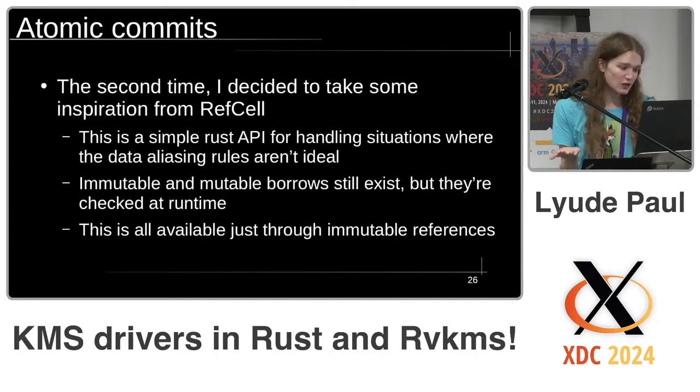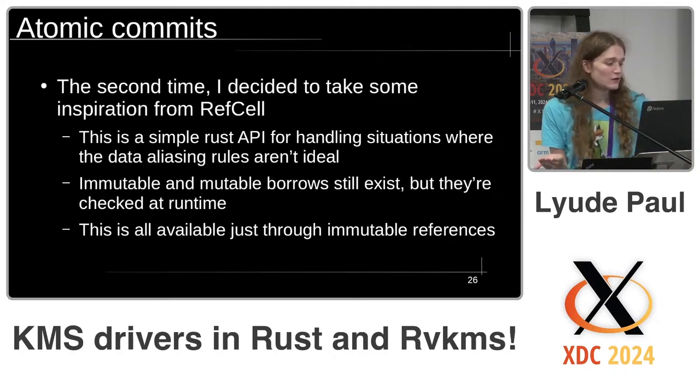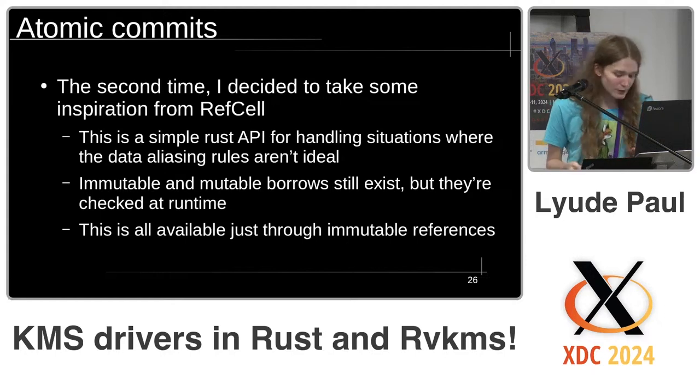So the second time through, I decided to take some inspiration from RefCell. This is a Rust API for handling situations where the data aliasing rules aren't exactly ideal. Immutable and mutable borrows still exist, and they have the same rules, but they're checked at runtime instead of compile time. And this also means you're able to use them through immutable references, which we use here.